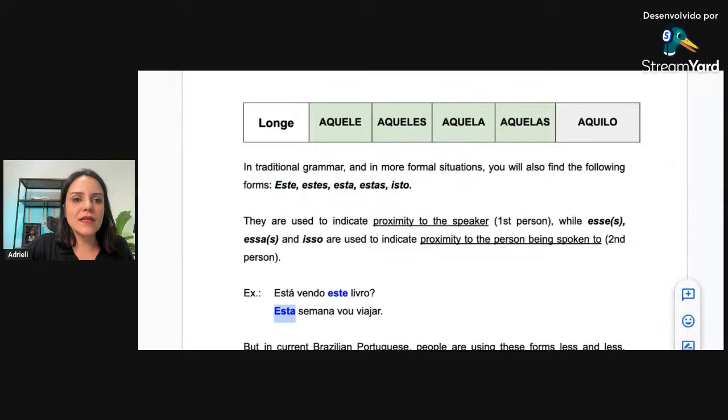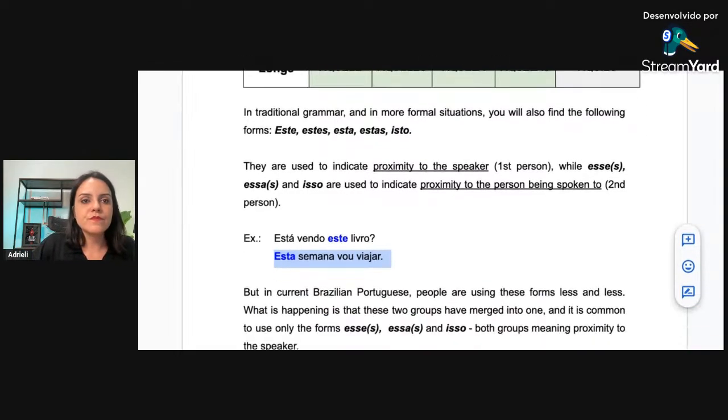Esta semana eu vou viajar. So this is the current time. This is another rule, but we use esta semana, meaning the current week. Okay? The real living right now, the moment we're living right now, we use este, esta, isto. Okay? Esta semana eu vou viajar. This week I'm gonna travel.